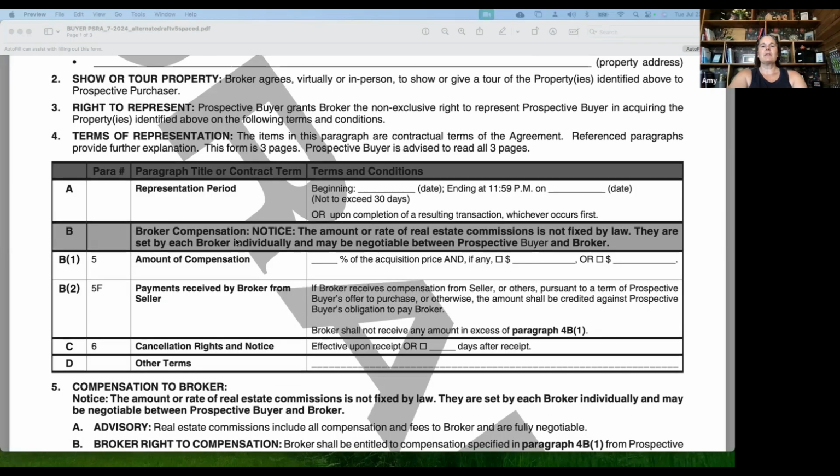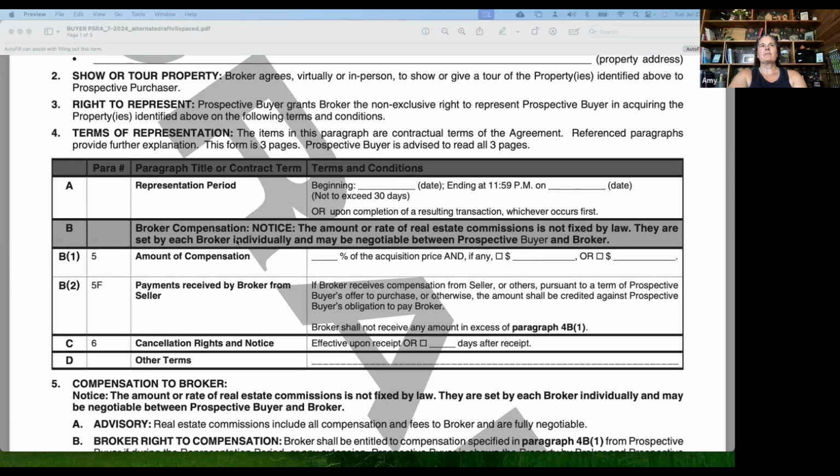4 is the items in this paragraph are contractual terms of the agreement. Reference paragraphs provide further explanation. The form is 3 pages. Prospective buyer is advised to read all 3 pages.